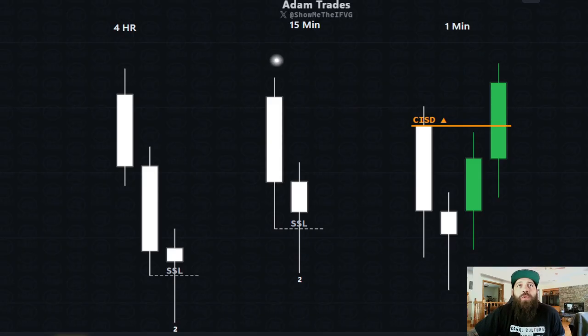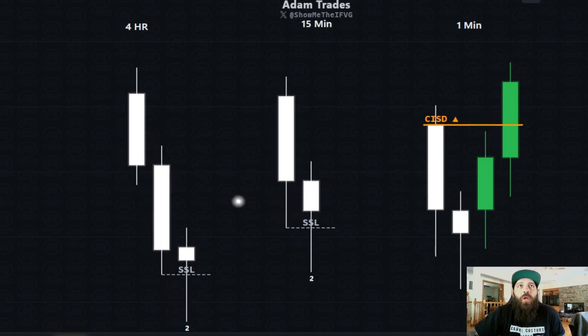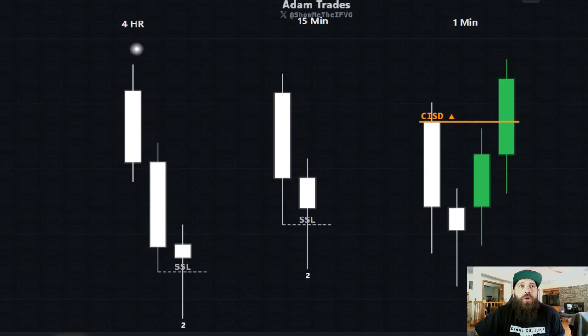So the 1 minute goes with the 15 minute and the 4 hour. All right. So if you want to be trading the 1 minute chart, you need to be ensuring that the context of the 4 hour and the 15 minute are aligning. And what do you want to do? First, you want to look for the sweep, the liquidity sweep that closed back within the range. We've talked about this before. Okay, this is a candle 2.